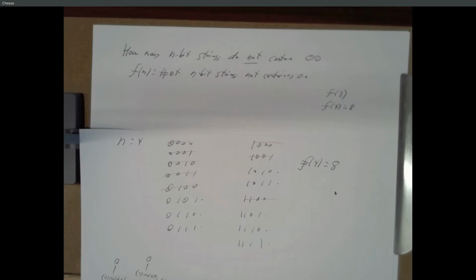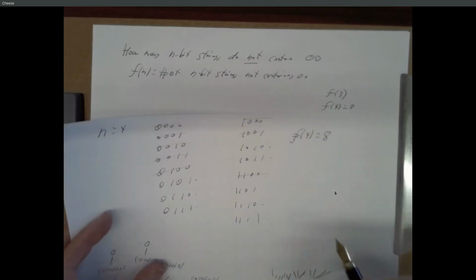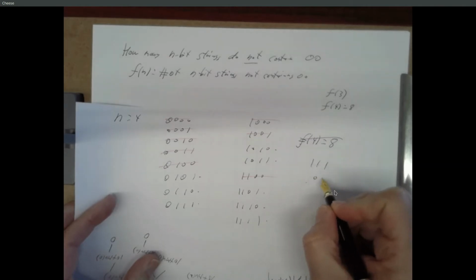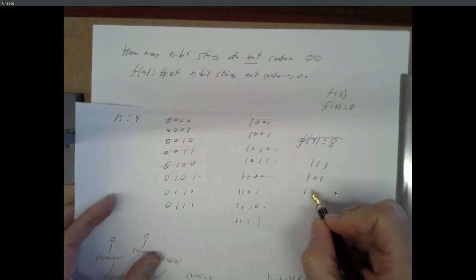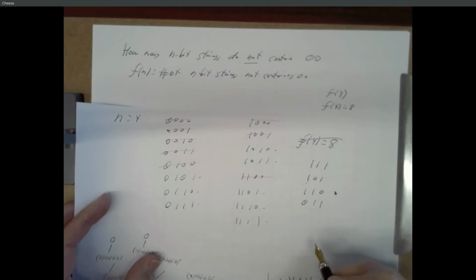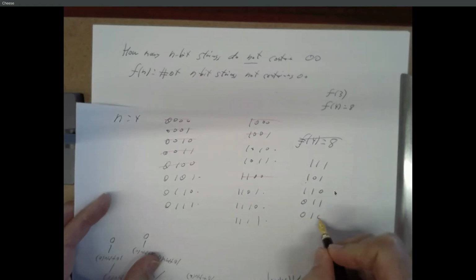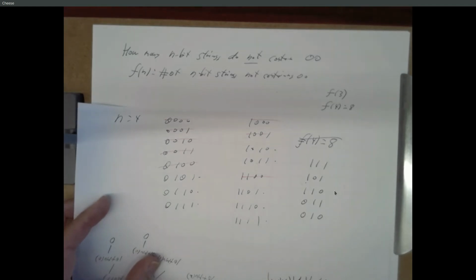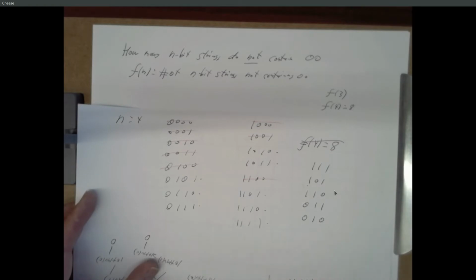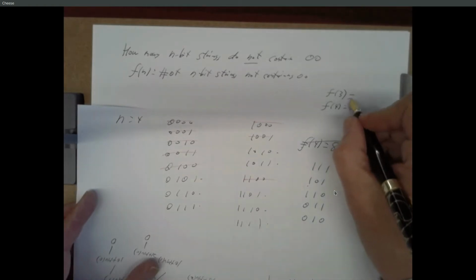So let's start naming some 3-bit strings that don't contain 0, 0. 1, 1, 1. 1, 0, 1. 1, 1, 0. 0, 1, 1. 0, 1, 0. Any others? Are we good? Should we run with this? I think I'm good with that.